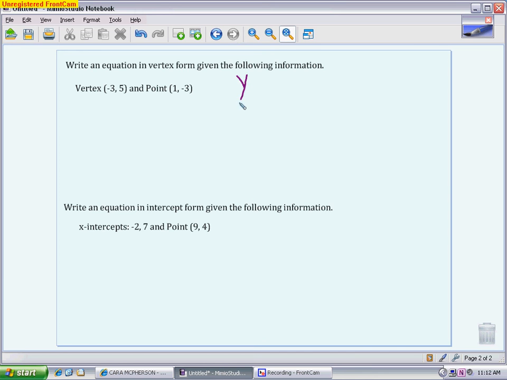Let me write the generic vertex form on the board for you so you can see it. This was the form of vertex form. What I'm going to give you is I'm actually going to give you the vertex. So I'm going to give you, we call it the h and the k value. I'm going to give you numbers to plug in there. What that means is, in my parentheses, if my vertex has an x value of -3, my parentheses is going to be x plus 3, because it's always the opposite sign.